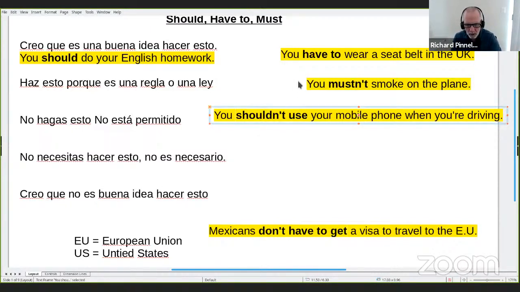You have to wear a seatbelt. Yeah, hold on. I can't see this chat. So who's got the right answer? Yeah, Nelson. You have to wear a seatbelt in the UK.